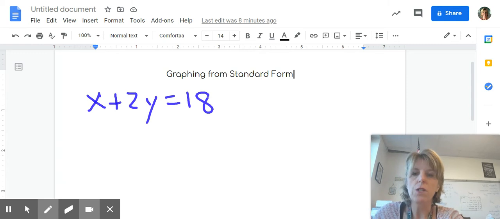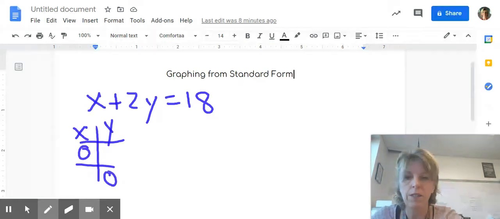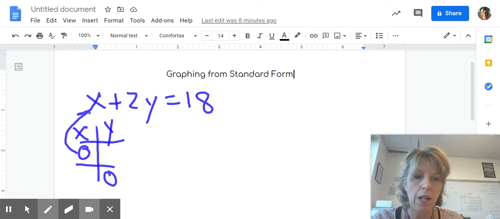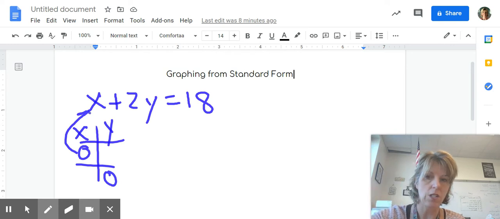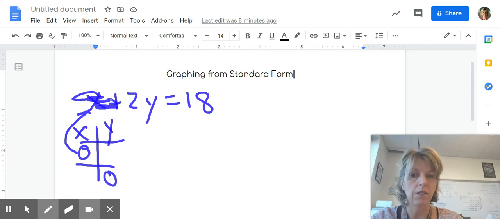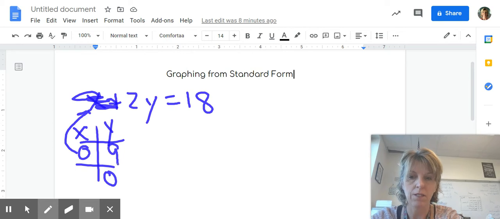All right. So if this is what I'm going to do, I can use my baby table, my x and my y. So I'm looking for where x is 0 and where y is 0, my two values, right? So if x is 0, you put that 0 in right here. So basically, I can just cover up that x. If you just take your hand and cover up this part right here, you're left with 2y equals 18. 2y equals 18, that means if x is 0, y is 9.